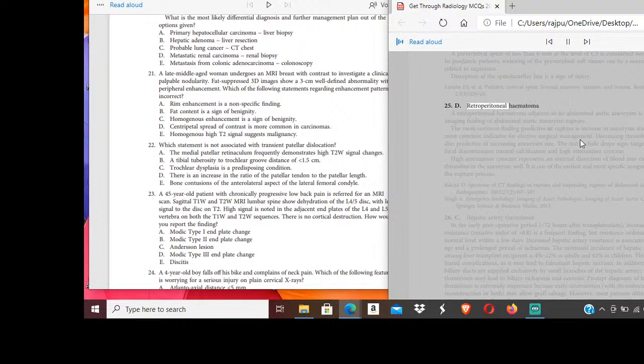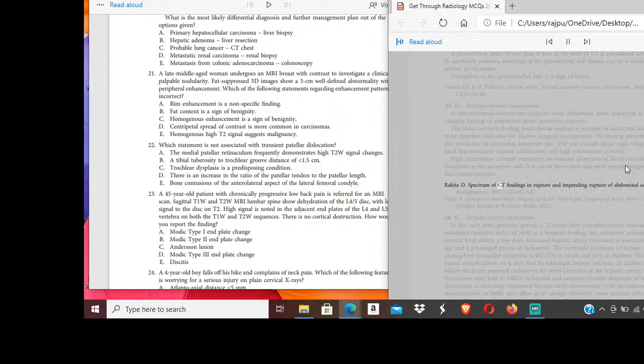25, D. Retroperitoneal hematoma. A retroperitoneal hematoma adjacent to an abdominal aortic aneurysm is the most common imaging finding of abdominal aortic aneurysm rupture. The most common finding predictive of rupture is increase in aneurysm size, and thus it is the most common indicator for elective surgical management. Decreasing thrombus-lumen ratio is also predictive of increasing aneurysm size. The rest include drape sign, tangential calcium sign, focal discontinuous intimal calcification, and high attenuation crescent. High attenuation crescent represents an internal dissection of blood into either the peripheral thrombus or the aneurysm wall. It is one of the earliest and most specific imaging manifestations of the rupture process.